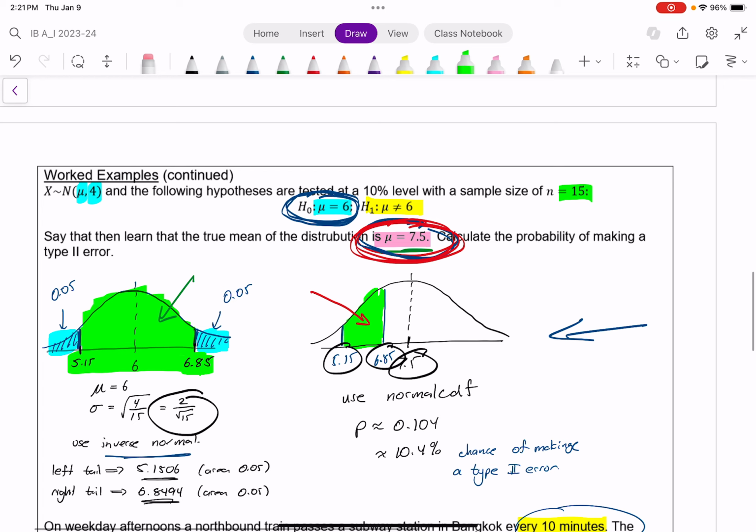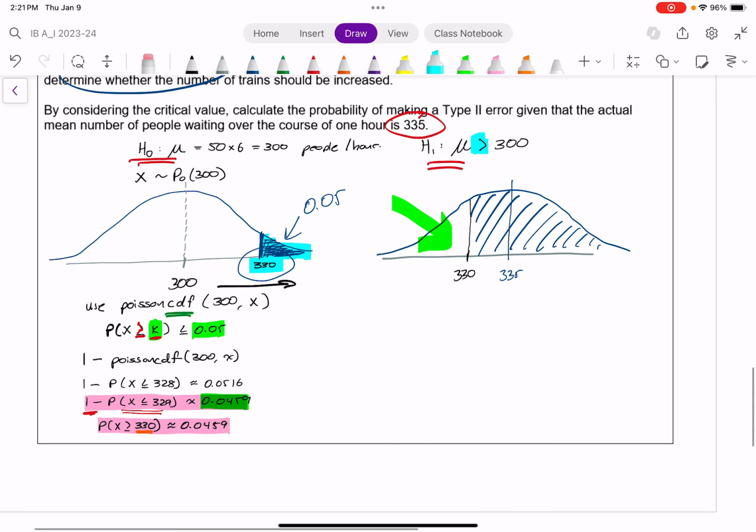Same thing up here. We want to find the probability. All of this up here was the critical region now, but we want to find the probability of being outside the critical region. So what is the probability with a Poisson distribution with this particular mean of 335 of it ending up in the region less than 330? This is now quite quick.